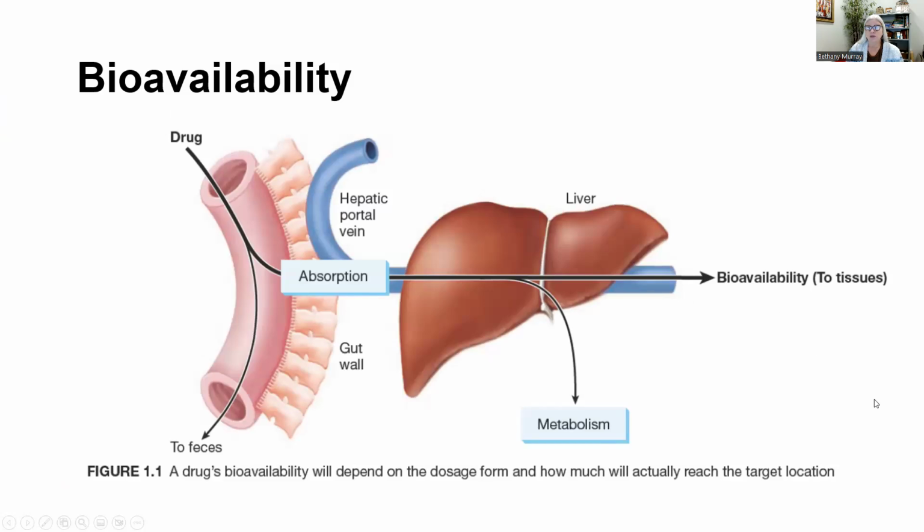Bioavailability of a drug depends on the dosage form and how much of the medication will actually reach the target organ. So medication becomes absorbed through the gastrointestinal system, through the skin, or directly intravenously, and then it is passed through the liver. Some of it metabolizes, some of it goes on to be available to tissues.